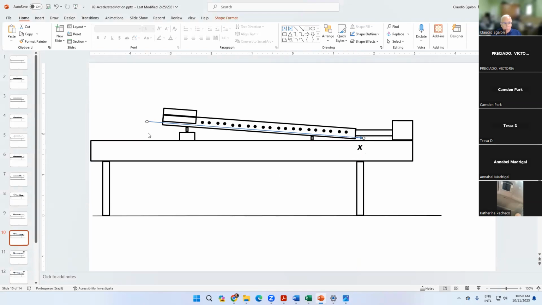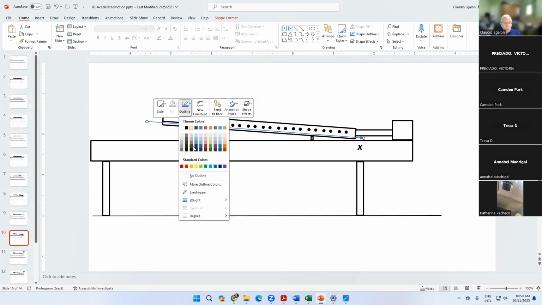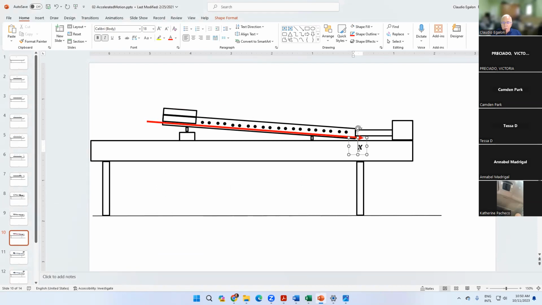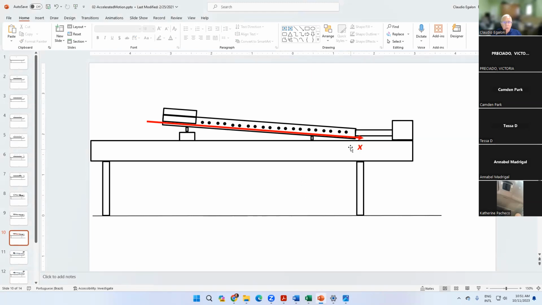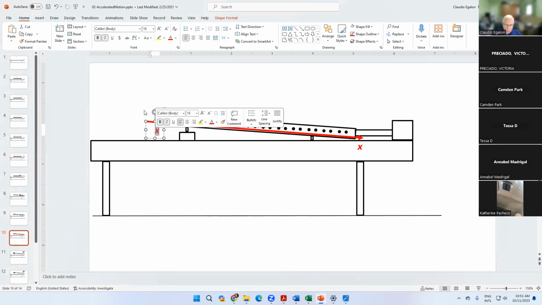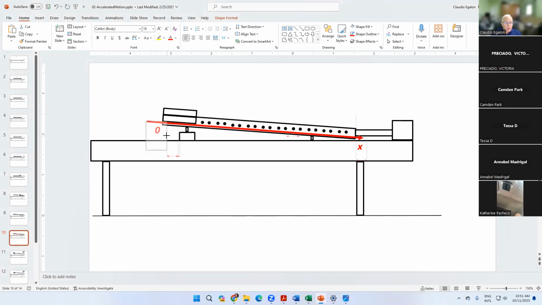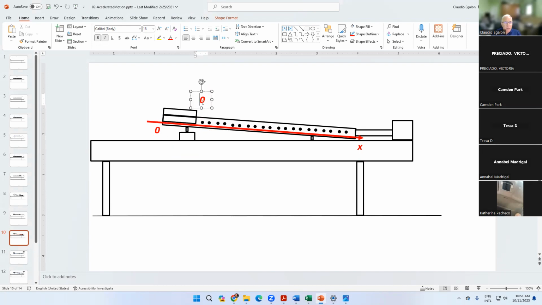I'm going to put that in red color. And sticker. Okay. Let's put that in red as well, so you know it belongs to the axis. And the origin of my axis is going to be right in here. And the position of the front bumper of the cart, I call it big X to distinguish from the small x. Okay, that's the position.